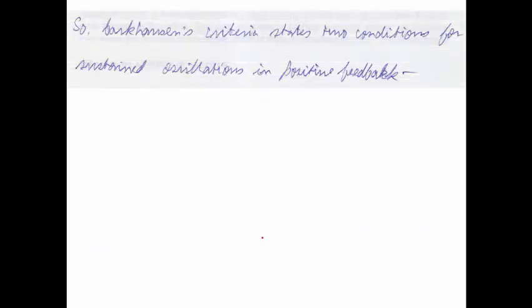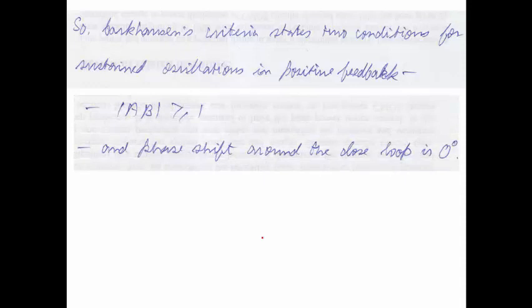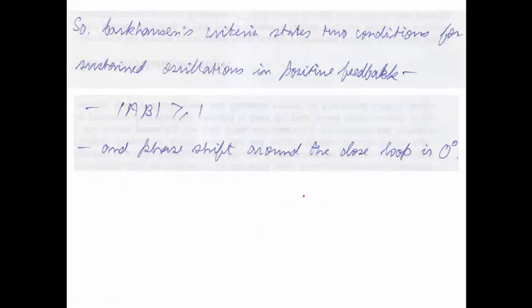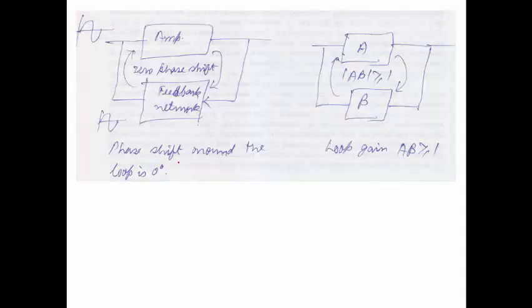So there are two conditions. The first condition is A beta greater than or equal to 1: greater than 1 for the initial phase, and then it becomes equal to 1 for the next phase. The next criterion is that the phase shift around the closed loop should be equal to 0. That is the typical condition for positive feedback. This condition is pretty obvious because we are going to use positive feedback in our oscillator design. We all know this is one of the important conditions for feedback to be positive. So these are the two things.